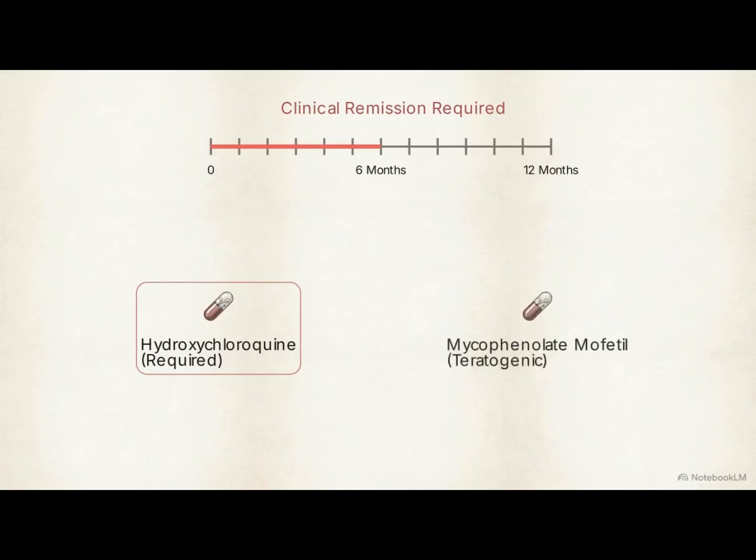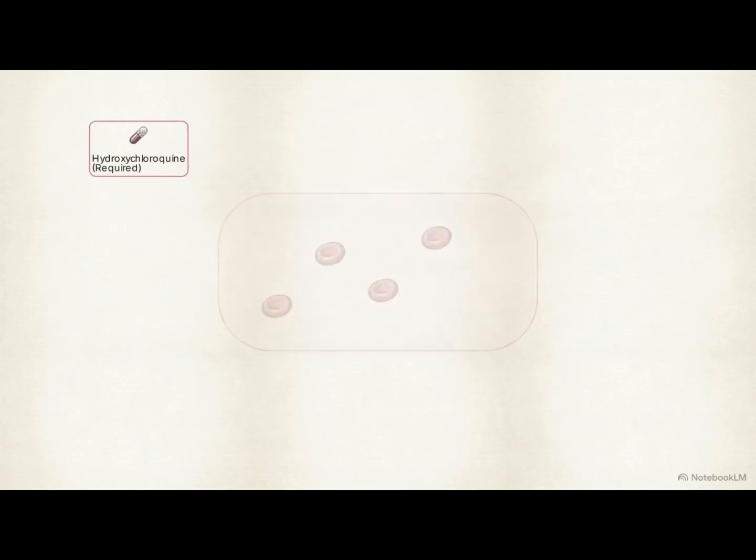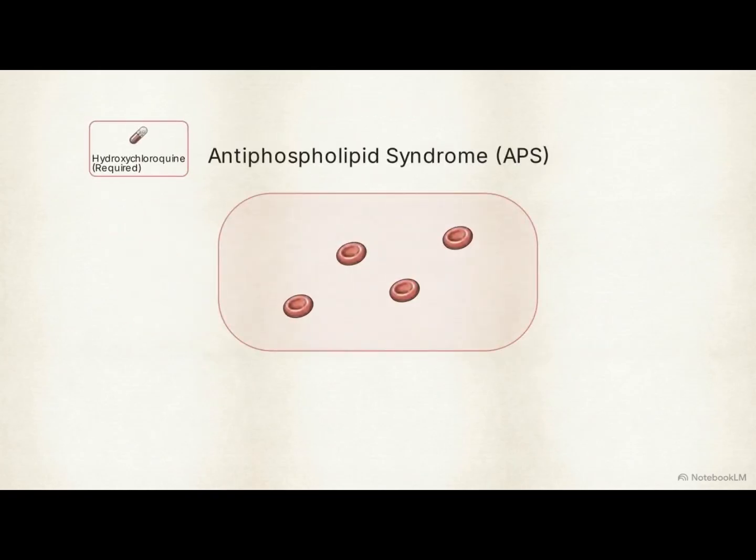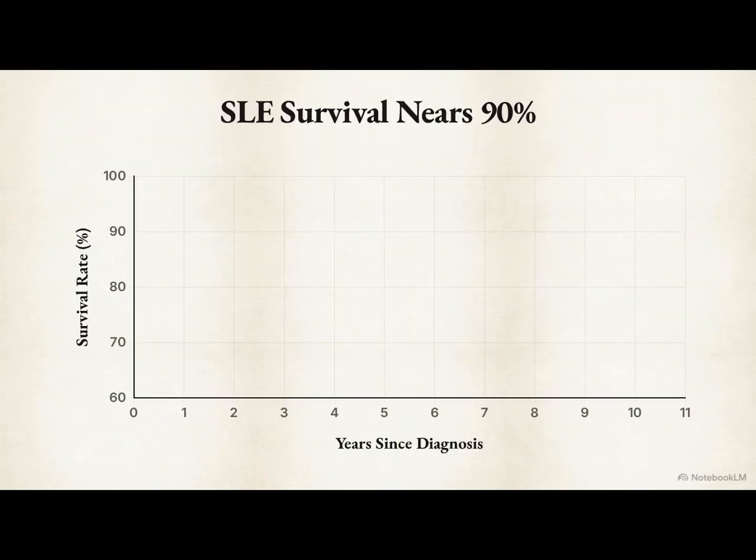Due to a high risk of congenital malformations, teratogenic maintenance drugs like mycophenolate mofetil must be stopped and transitioned to safer alternatives. Furthermore, if the patient has coexisting antiphospholipid syndrome, or APS, prophylactic anticoagulants are strictly required to prevent thrombosis and late-stage fetal loss. This survival curve graph plots the long-term prognosis of SLE patients.